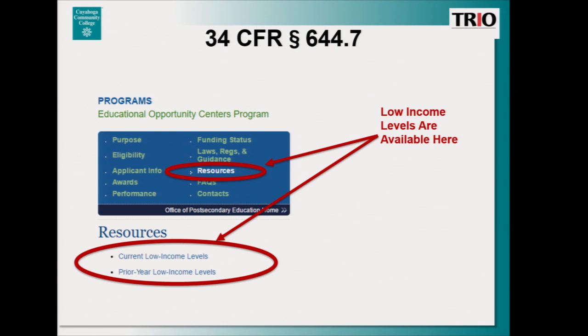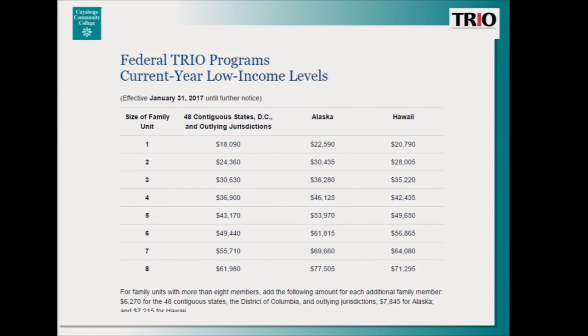Confused on what the current or prior year low-income levels may be? These are available for easy access on the Department of Education's TRIO EOC webpage. Just click on Resources, and then Current or Prior Year Low-Income Levels. Here are the current low-income levels effective January 31st, 2017. Please note, these are updated annually.